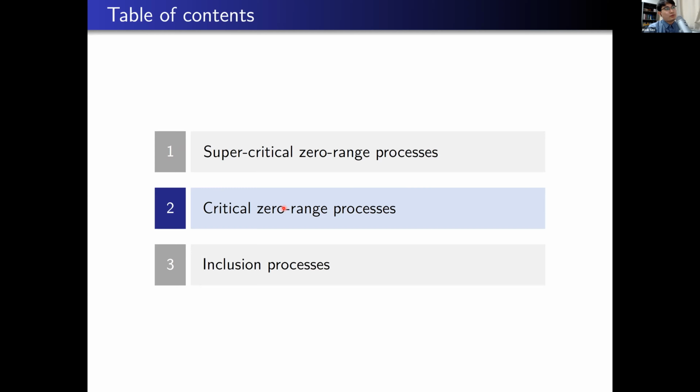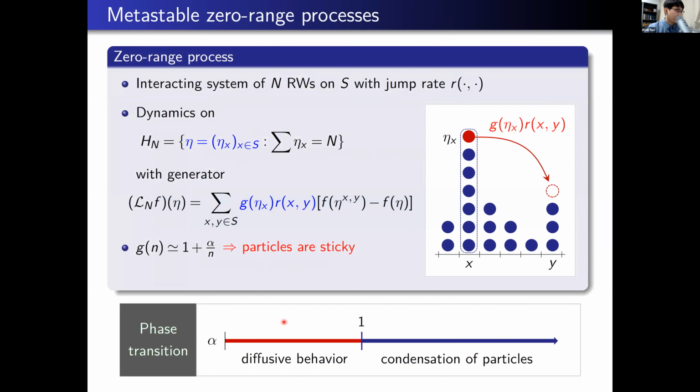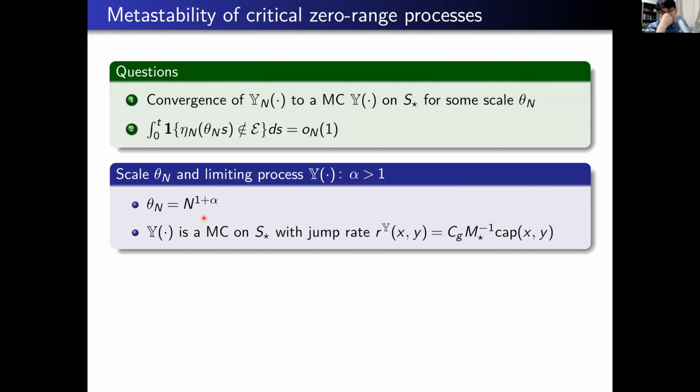And now I go to the critical case. For the critical case, I mentioned before that condensation happens if alpha given here is greater than or equal to 1, right? So now I focus on this critical case. To explain this, I have to start by introducing this limiting Markov chain and the scale theta n. Recall that this scale is given by n to the 1 plus alpha for the supercritical case, and the limiting Markov chain is a Markov chain with this form of jump rate.